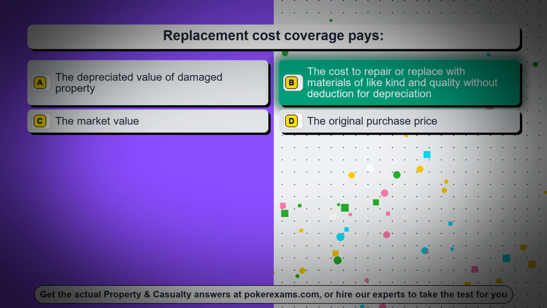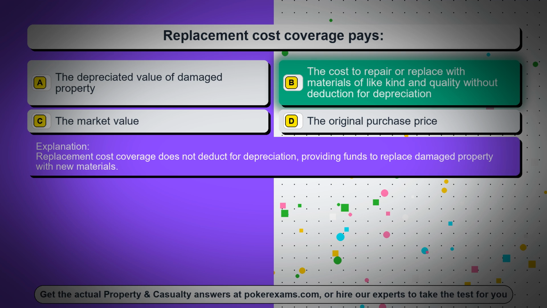The correct answer is option B, the cost to repair or replace with materials of like kind and quality without deduction for depreciation. Replacement cost coverage does not deduct for depreciation, providing funds to replace damaged property with new materials.